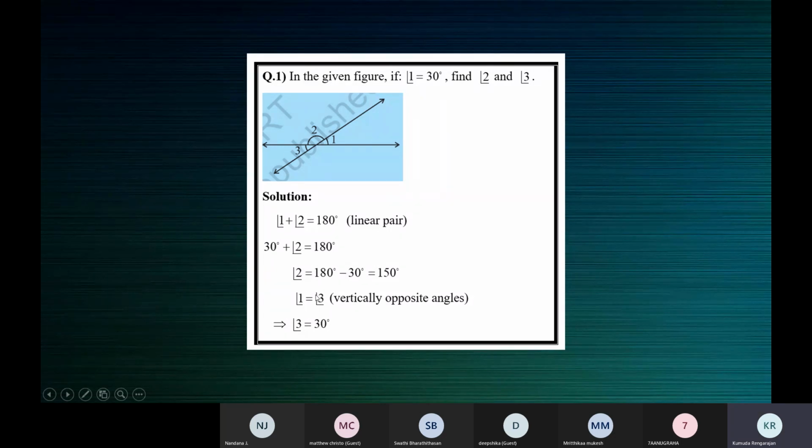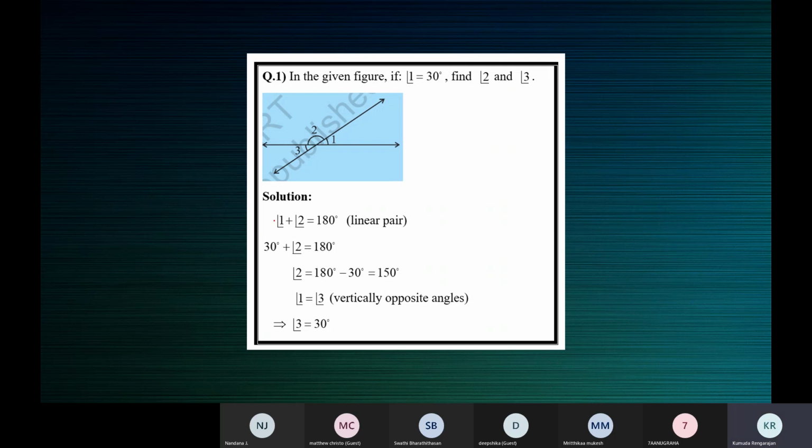Angle 1 is equal to angle 3, vertically opposite angles. So, because angle 1 is 30 degrees, angle 3 is also 30 degrees. They're equal. After finding 3, then you must write the next step. Oh, I made a mistake. 2 plus 3 is equal to 180. Sorry, there's a mistake here. While typing, I've gone wrong.